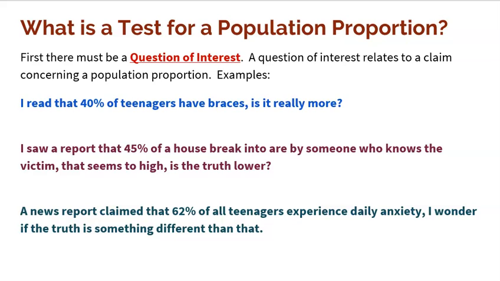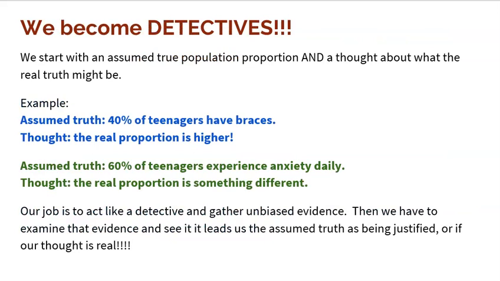So in every one of these examples, the question of interest is focusing on a proportion. In each question, that proportion is something different. But the idea is that with a confidence interval we don't know what the truth is, so we're going to try to find it. Here, we do know what the truth is. We're just wondering if it's something else. So to answer these questions, we essentially have to become detectives. We have to start with the assumed true population proportion and a thought about what the real truth is.